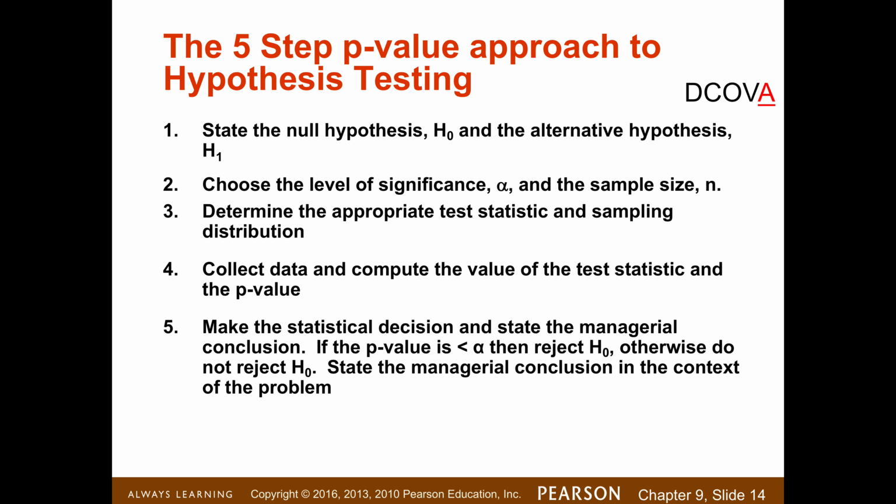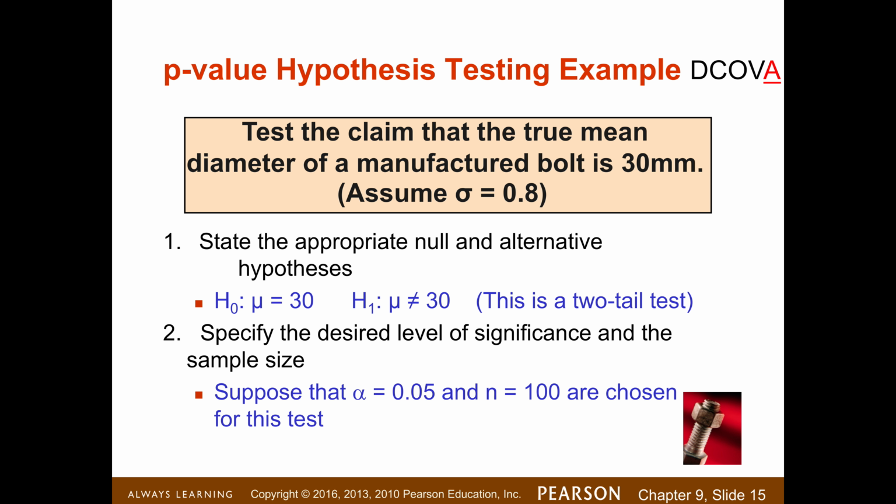5 steps instead of 6 steps for the p-value approach to hypothesis testing. Again, state H sub O and H sub A or H sub 1. Choose your level of significance, alpha, and sample size. Determine the appropriate test statistic and sampling distribution. Collect your data, compute the test statistic and the p-value, and make your decision. Here's an example. Same thing. The bolt problem. Supposed to be 30 millimeters. Population standard deviation is given at 0.8.